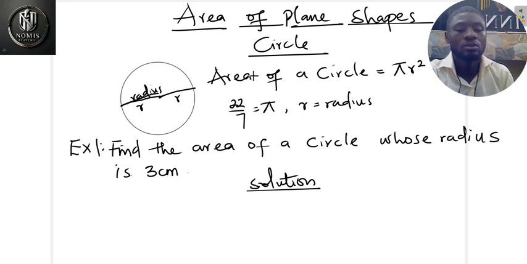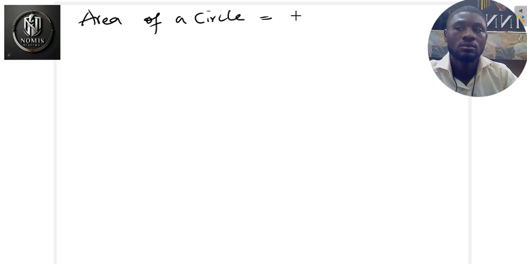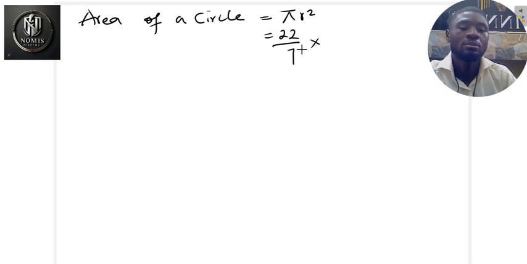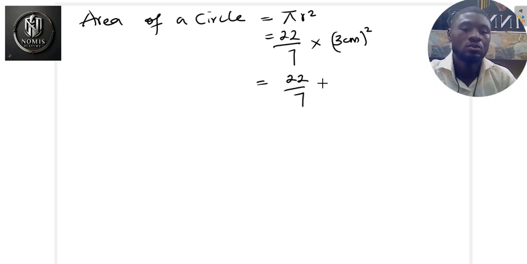The first thing you do is to state your formula. Area of a circle is equal to pi r squared. Now that our pi has been known to be 22/7, multiply it by the radius. Remember, the radius is 3 centimeters. So this is 3 centimeters squared. That gives us 22/7 multiplied by 3 centimeters multiplied by 3 centimeters. That gives 9 centimeters squared.